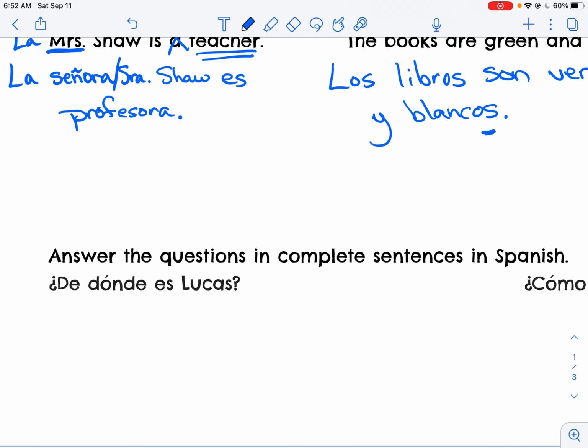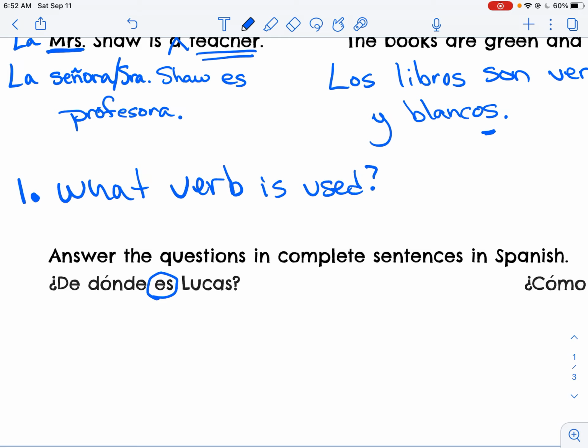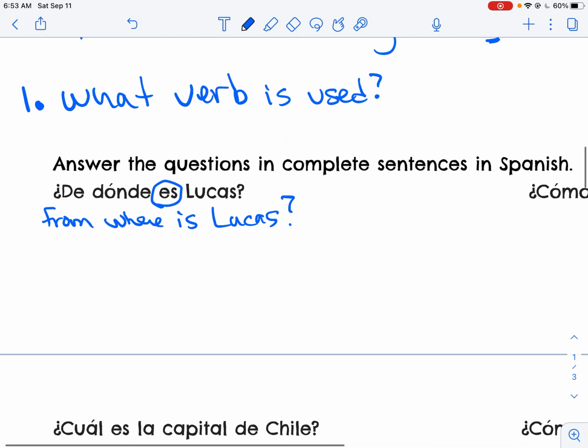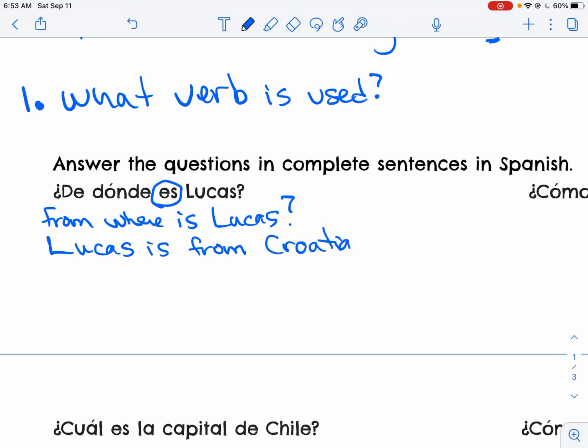Now, answering questions in complete sentences. Number one thing to look at is what verb is used. So if I'm looking at this one right here, es is used. This says, if I'm translating it directly, from where is Lucas. That's what it's asking. And in English, I would say Lucas is from. And if you asked him, he would have told you Croatia.